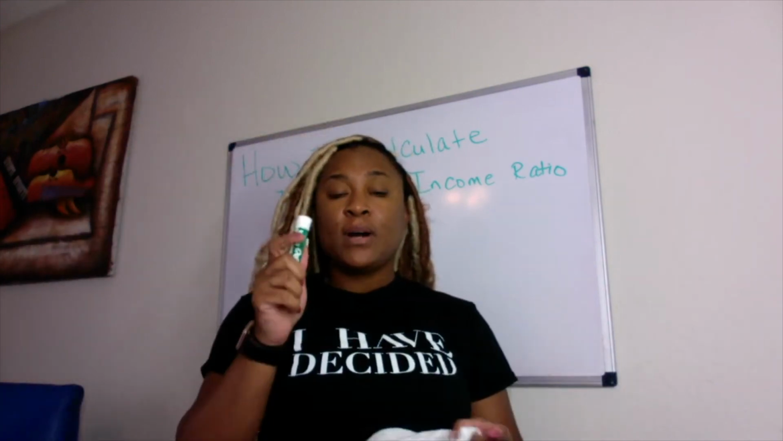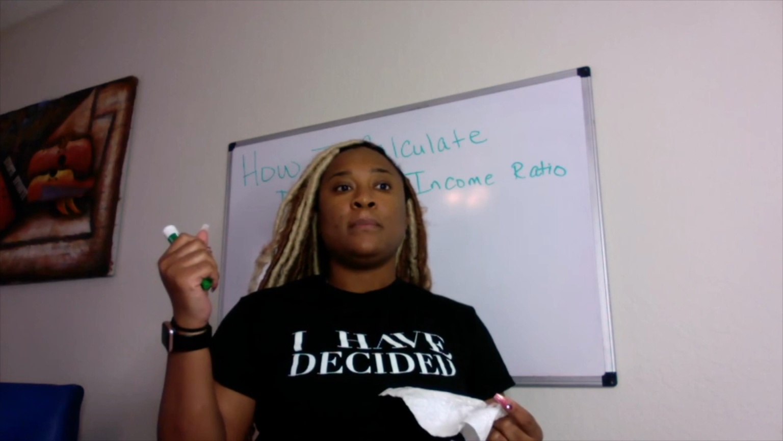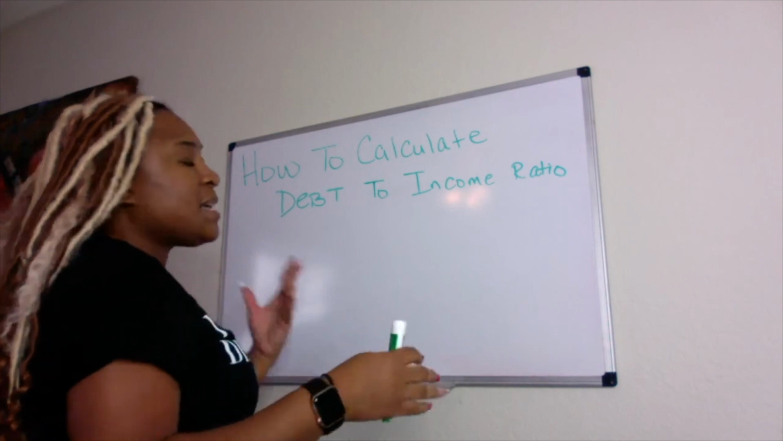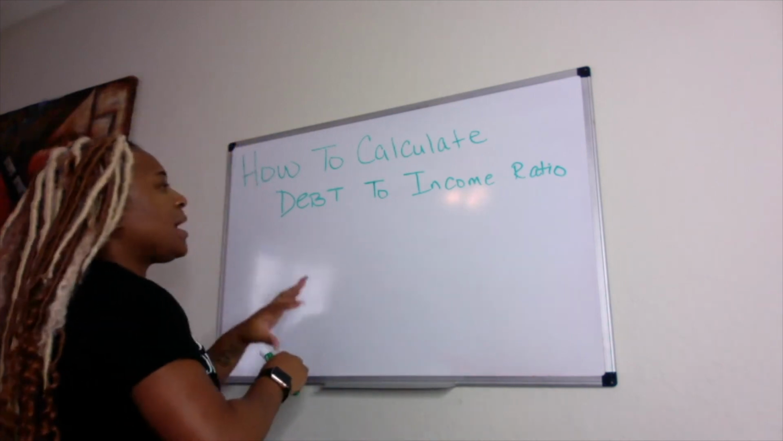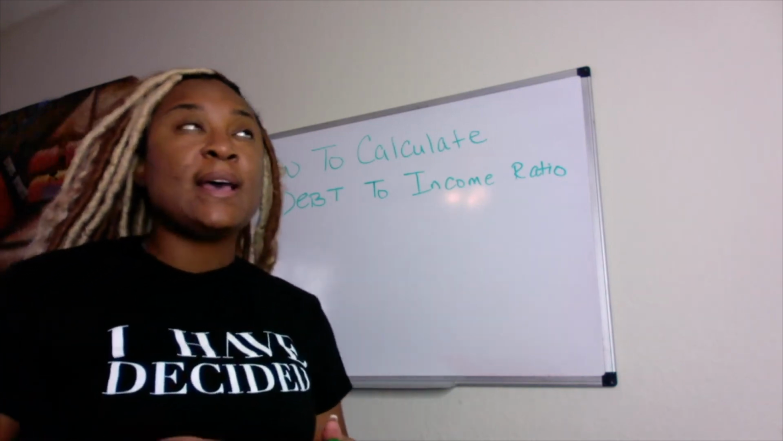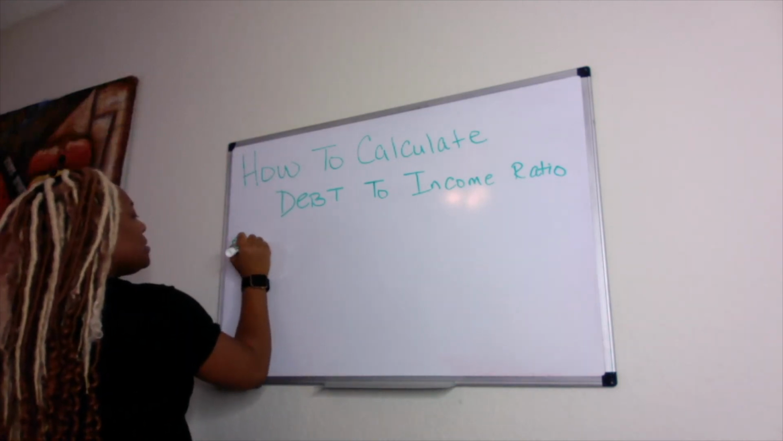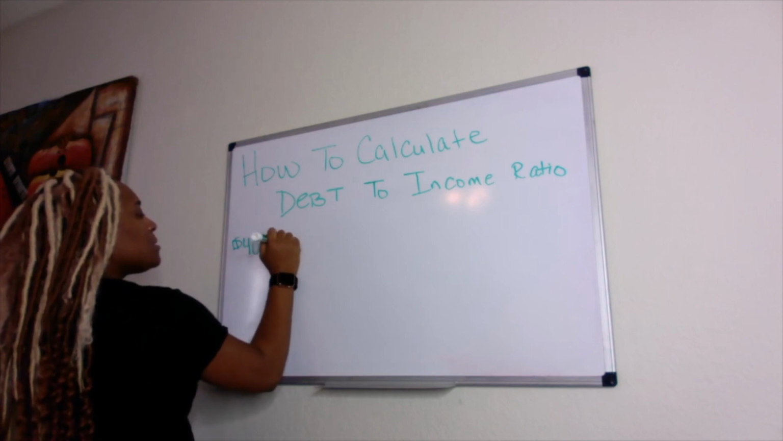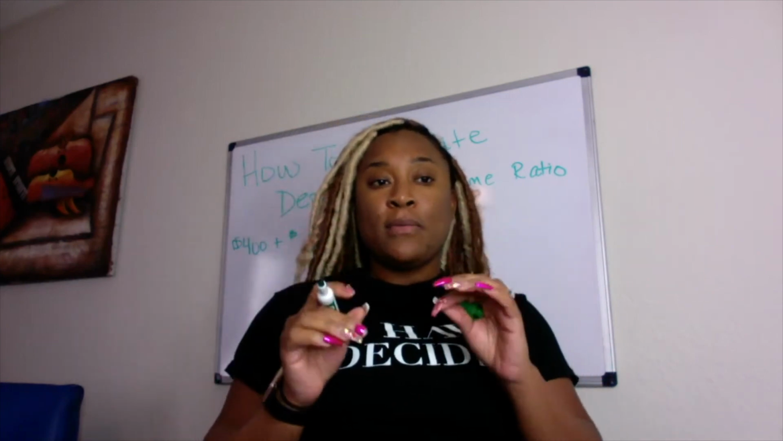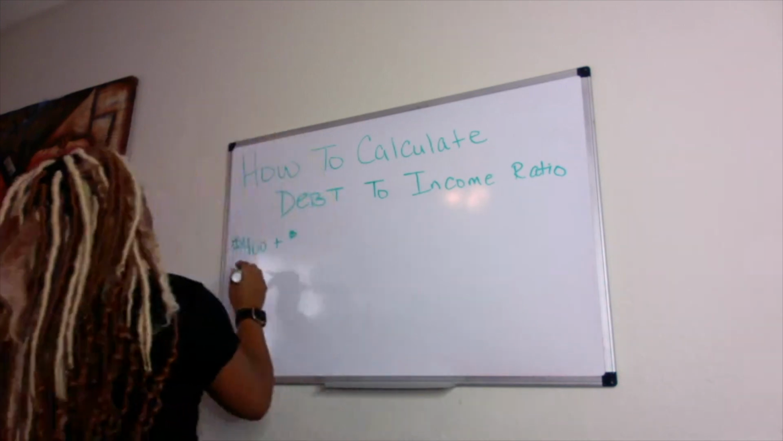So most people have a car note, most people have student loans, most people have credit card payments, things like that. So we're going to take some examples and an example income and calculate debt to income ratio. So let's say that an individual has a car note of $400 plus, let's say altogether, the minimum payment on their credit cards. That's the payment that you want to look at, okay? So we got our car payment here.